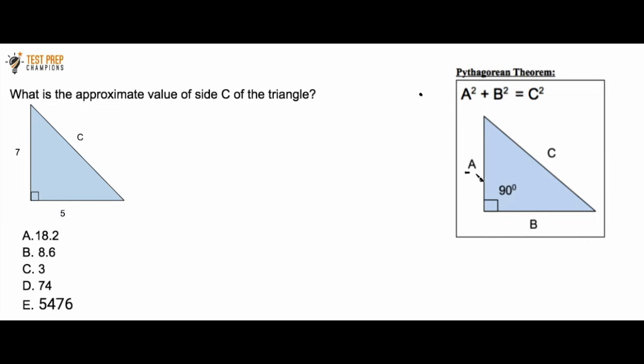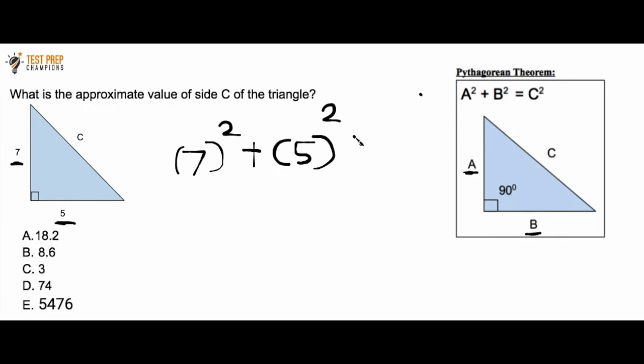So as we can see in the formula, this side of the triangle is our A. So over here, that corresponds to 7. So I'm going to plug 7 into the formula for A. So I have 7 squared plus b squared. Now, this side of the triangle down here is side B. And on my triangle for the example here, I see that side B is 5. So I'm going to put 5 into the formula here in place of B. 7 squared plus 5 squared equals C squared.